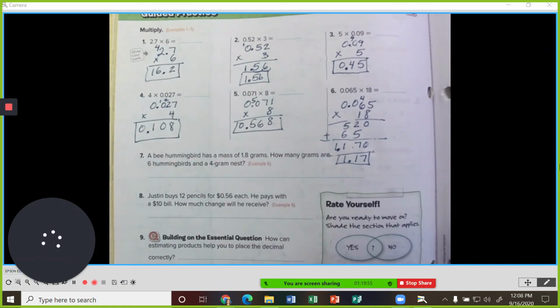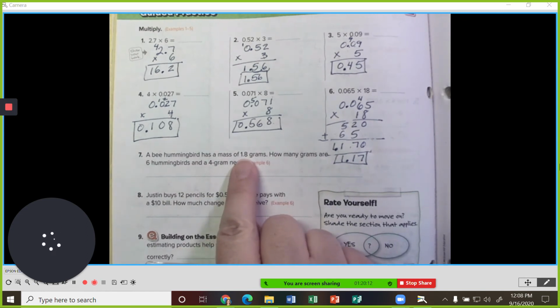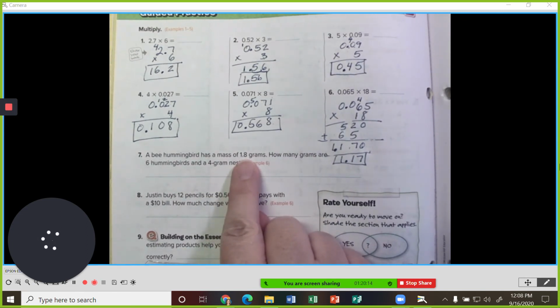Number 7 is a two-step problem. We have a bee hummingbird. So I'm assuming that's some sort of hummingbird. A bee hummingbird has a mass of 1.8 grams. How many grams are 6 hummingbirds and a 4-gram nest? Okay, so how much does 6 hummingbirds and a 4-gram nest weigh? So each hummingbird is 1.8 grams, so we do 1.8 times 6.